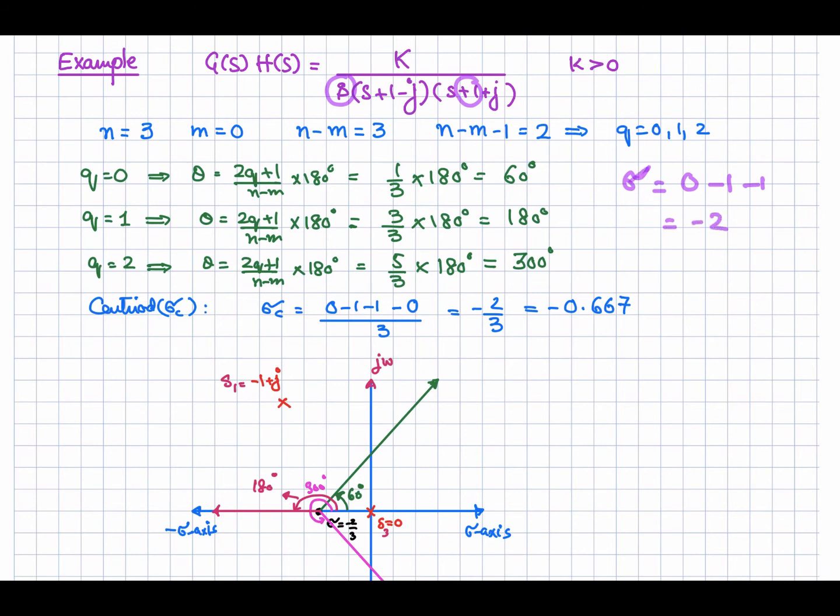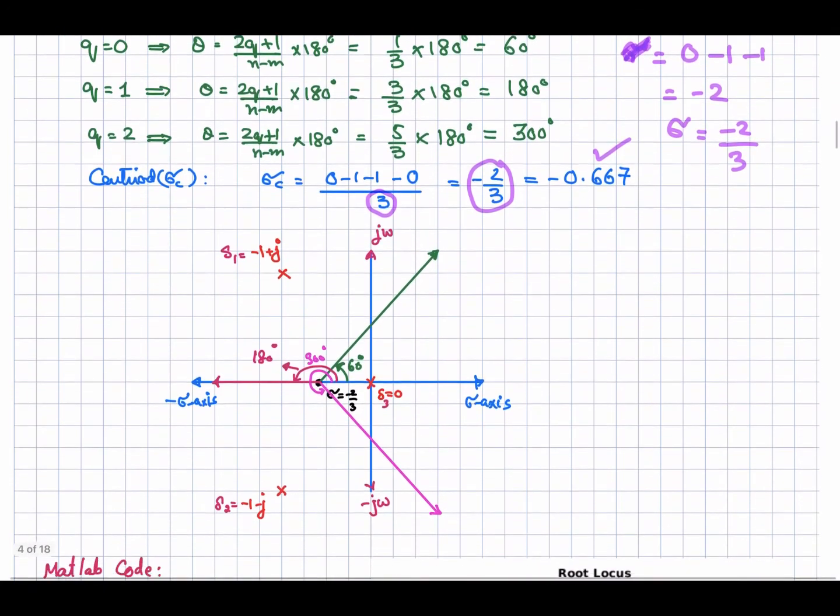Sorry, this is not sigma, this is the sum of the real parts of the poles. There is no zero, so now sigma will be equal to minus 2 divided by n minus m. N minus m is equal to 3, so minus 2 by 3, so the centroid will be minus 2 by 3, or minus 0.667. Okay, now let's sketch the root locus for this one.